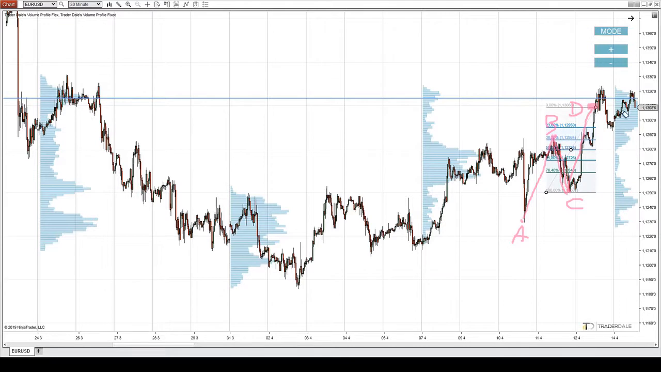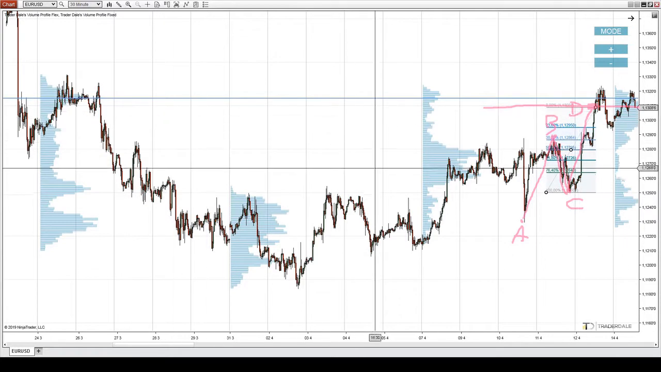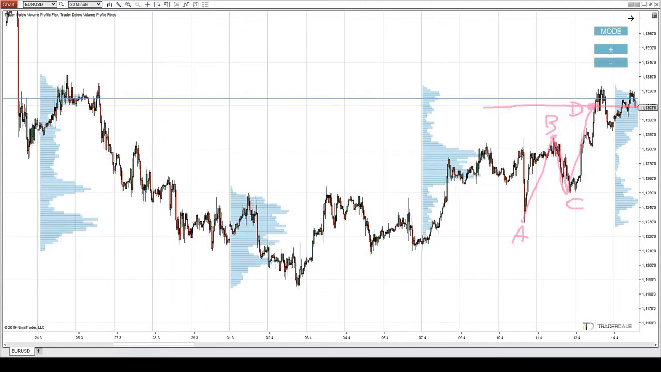So the ABCD setup points us to this level, which is a little bit below the original level we had, 5 pips below it. All right, so it confirms the volume accumulation setup. As you can see also in this case, the level worked pretty nicely. There was nice reaction to it.